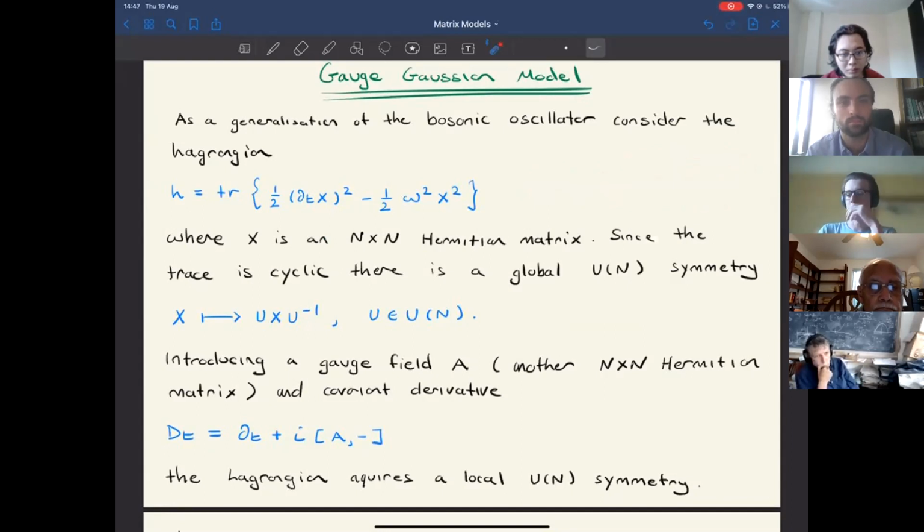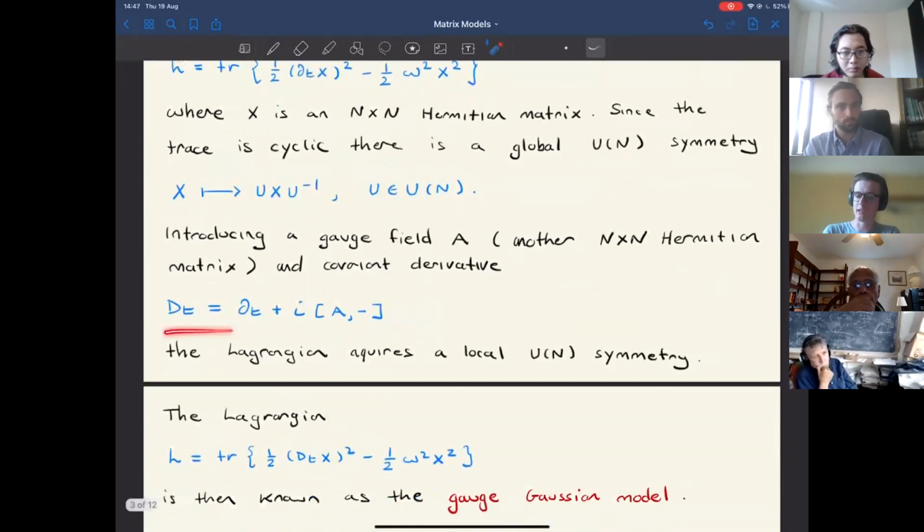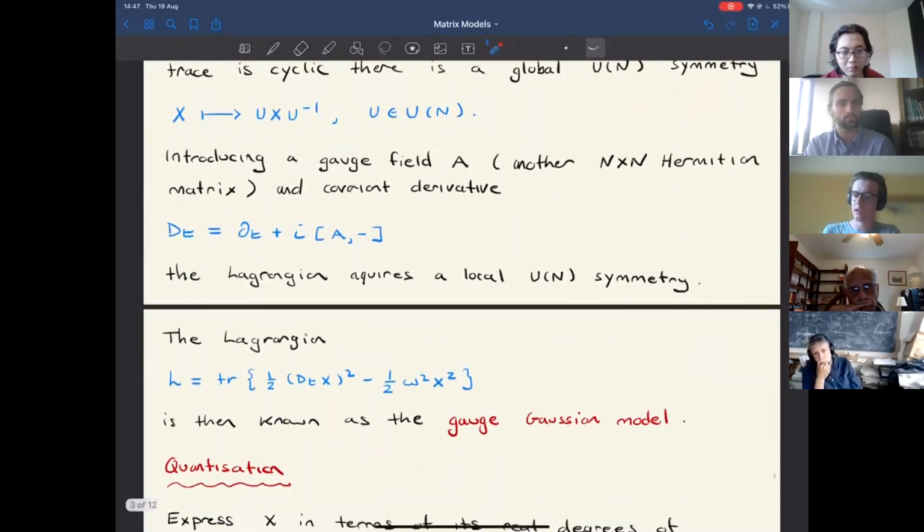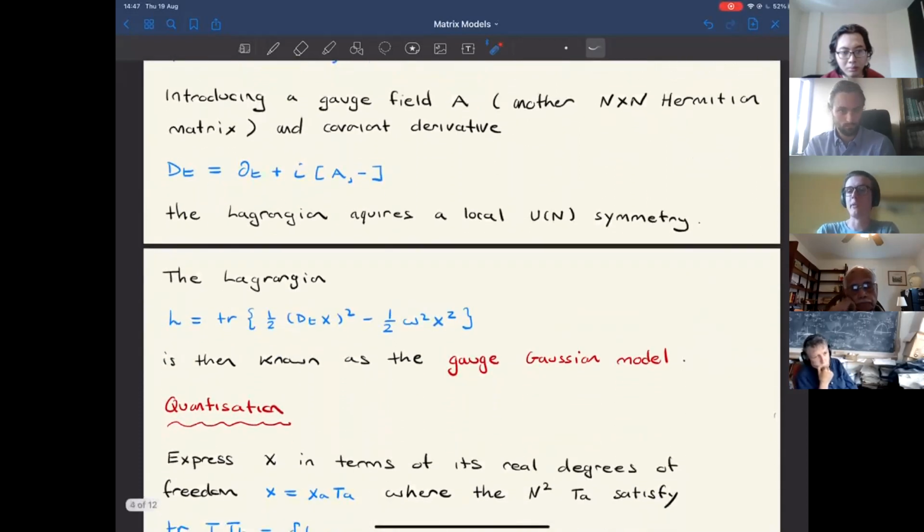Okay, and we can further complicate this model by introducing a gauge field and covariant derivative to turn this global UN symmetry into a local UN symmetry, which in this context just means that these unitary matrices are allowed to depend on time as well as x. And this is what the covariant derivative looks like. And all that happens is this derivative operator here becomes a covariant derivative. And then this Lagrangian is now locally invariant under UN.